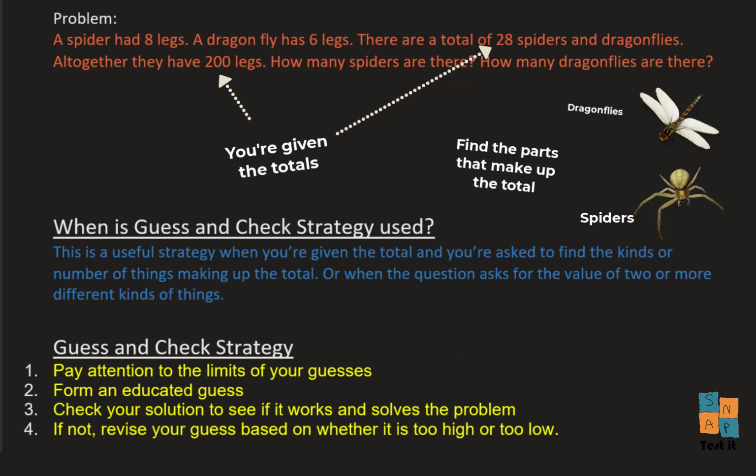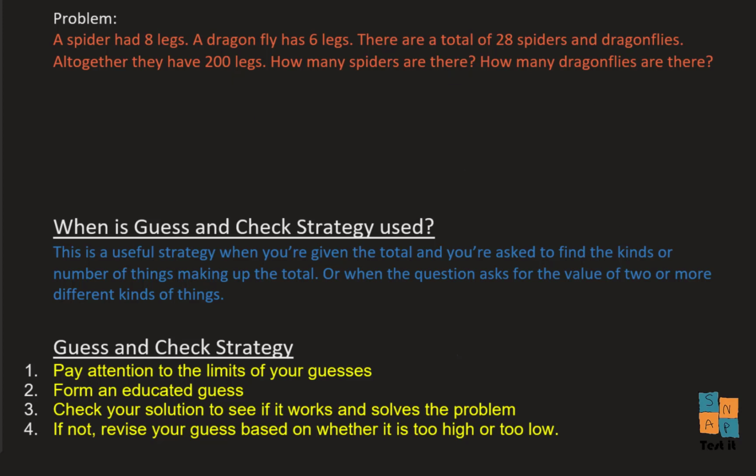So let's look at the problem here and let's do some working. It's really good to be organized when doing this work. So what we want to do is have spiders, dragonflies, and then our total. Next, we'd remember our limits. The spiders and dragonflies together make 28. And our total legs should be 200.